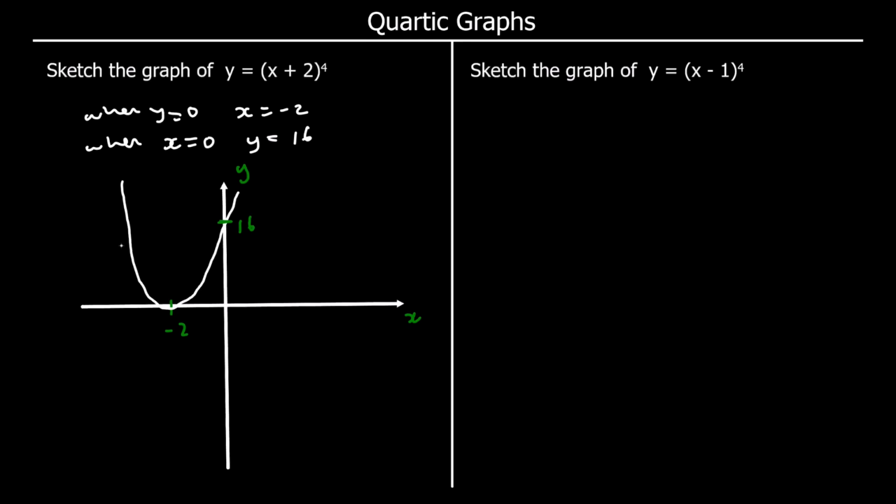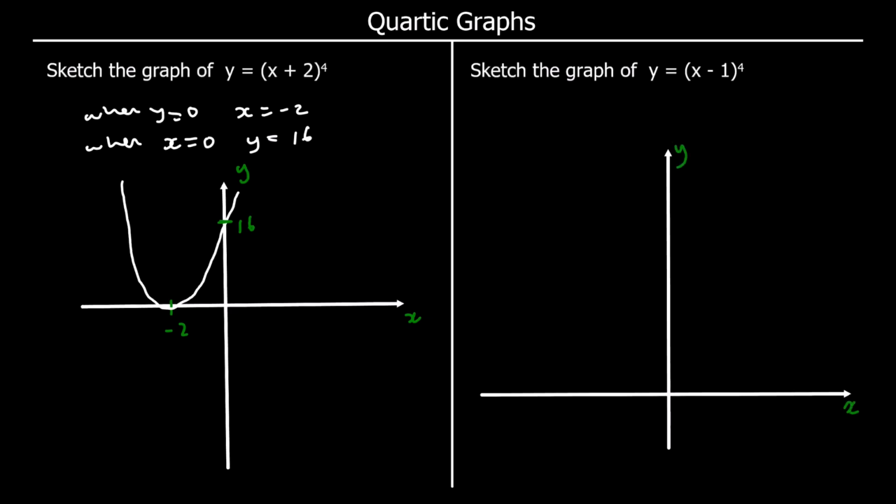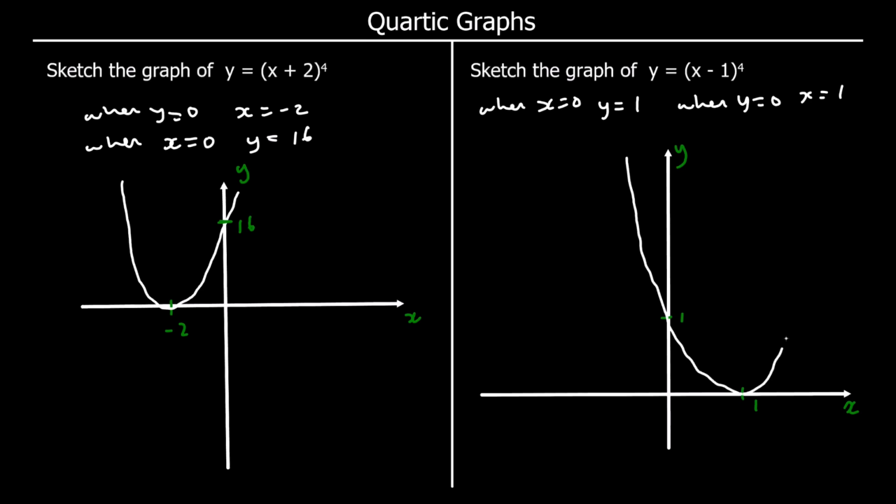One for you to try. So sketch the graph of y equals x minus 1 to the power of 4. So when x is 0, y would be negative 1 to the power of 4, which is 1. And when y equals 0, x is 1. So it's going through 1 and 1. The root is repeated 4 times. So it's just coming down, touching 1, and going back up again.